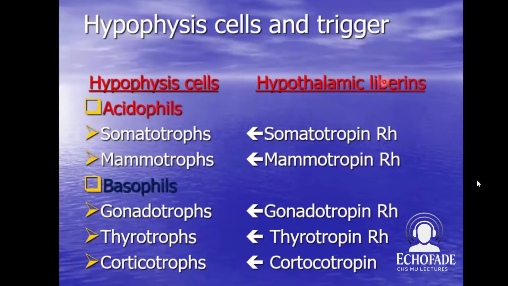At the same time, when we have the negative feedback mechanism, cells within the hypothalamus will release inhibiting hormones. So we will have somatotropin release-inhibiting hormone, mammotropin-inhibiting hormone, gonadotropin release-inhibiting hormone. Sometimes we call those statins. So those will inhibit secretions from the hypophysis.